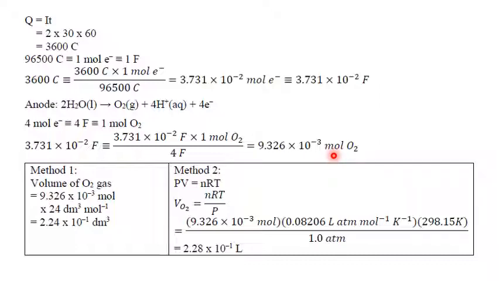Next, the question asks about volume. Volume at room temperature. So you use the mole over here times 24 dm cube per mole. This is the molar volume. So you get the answer 2.24 times 10 to the power of negative 1 dm cube.